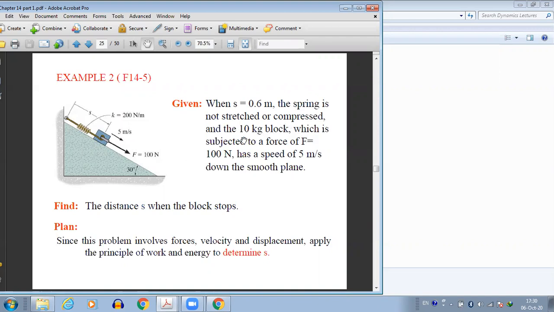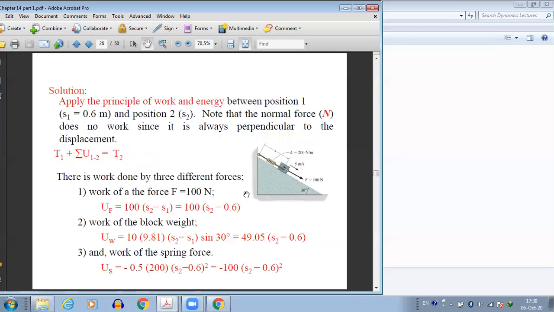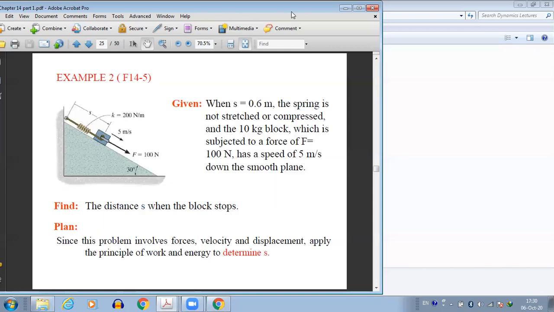And the 10 kg block, which is subjected to a force of 100 Newton, has a speed of 500 down this road. Find the distance when the block stops. So we need to find the distance when the block stops. Okay, so here we need to use the formula for the spring.